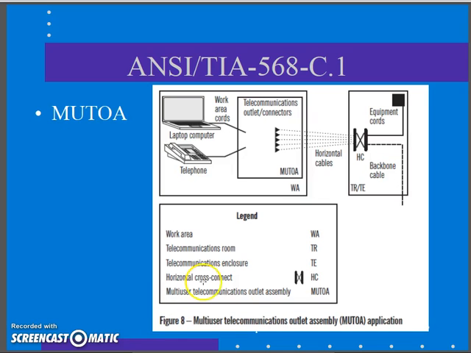So here's what the standard shows you. From my horizontal closet, this is where the patch panel would be, I have horizontal cabling out to outlets, multi-user telecommunication outlets, and these might actually be work area outlets above the suspended ceiling. And then I'm going to use long patch cables, possibly to go down through channels or poles into the cubicle and to the workstation. That is one solution that I could use.